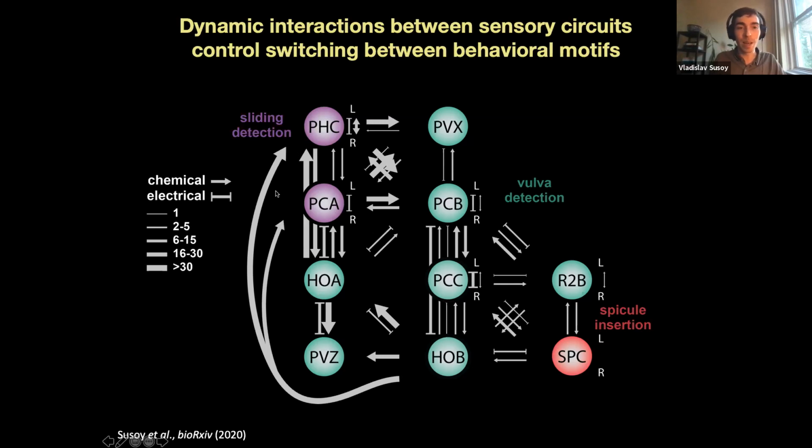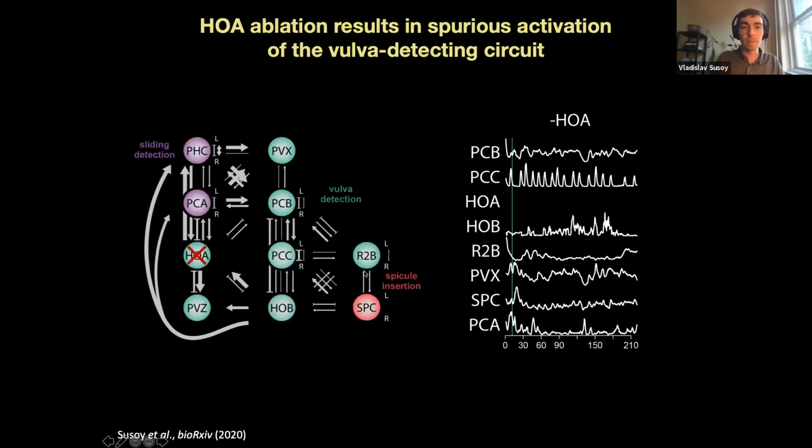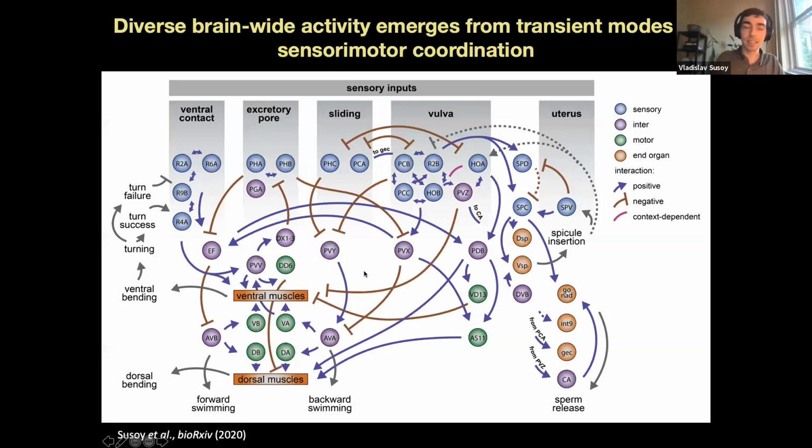I don't have time to go into any detail here, but the way we determined it is by manipulating the circuit, ablating different neurons and imaging from the remaining neurons in the behaving animals. All right, I guess I skipped to this slide, and this slide shows the multiple sensorimotor pathways that we were able to identify using this approach.